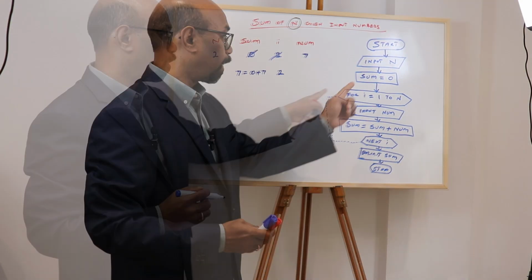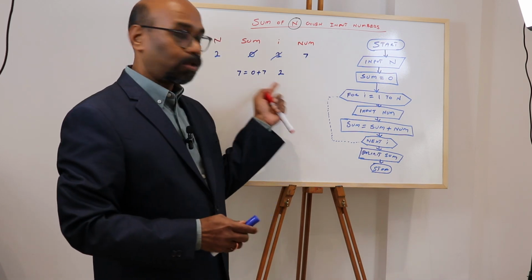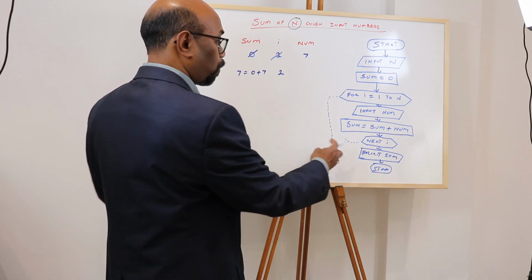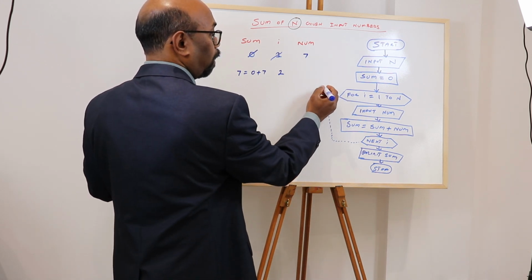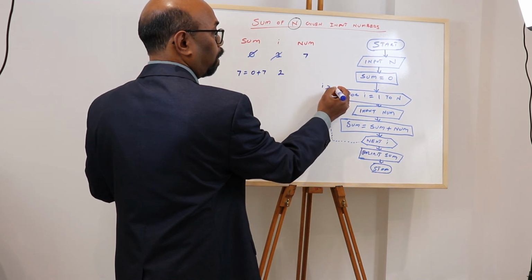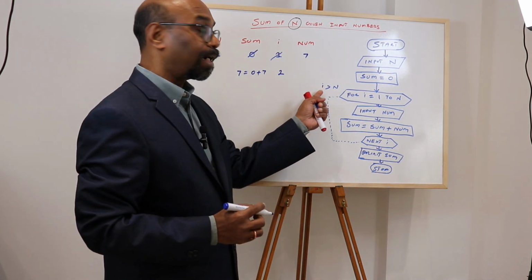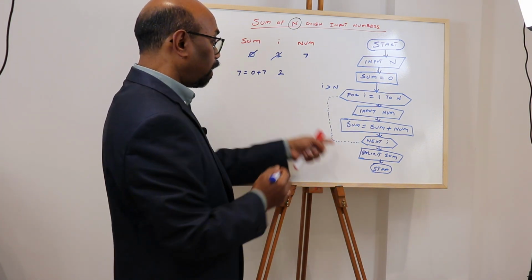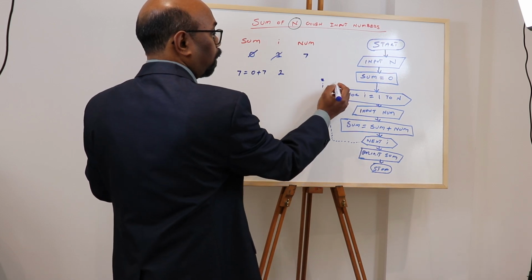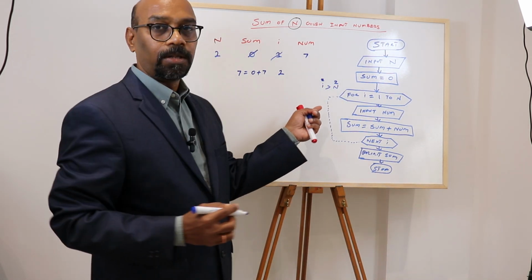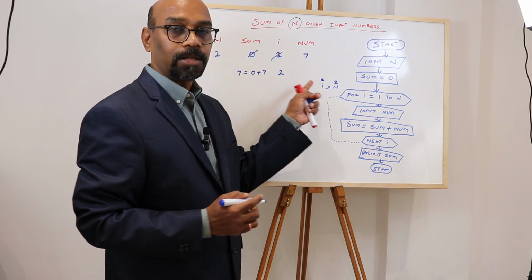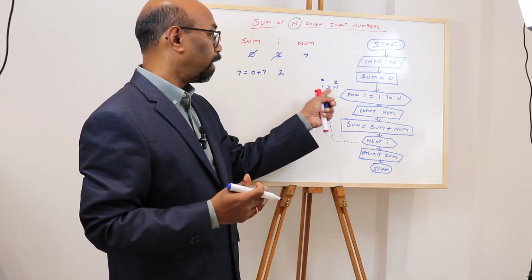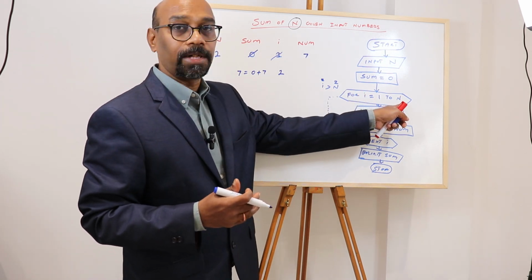Then control comes to, okay, now I value is 2. When the I value is 2, the control comes to here: if I greater than n. If I is greater than n, the loop gets terminated. But in our case, is 2 greater than 2? Yes or no? No, it's not. If it is equal, it is not greater than. So it has not reached that point.